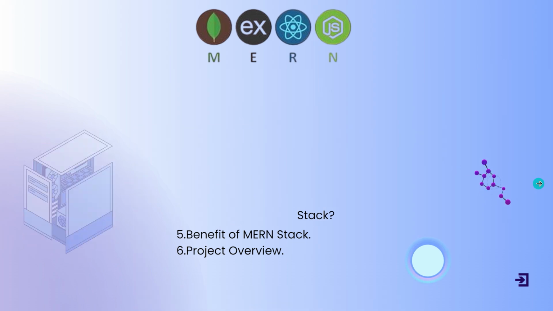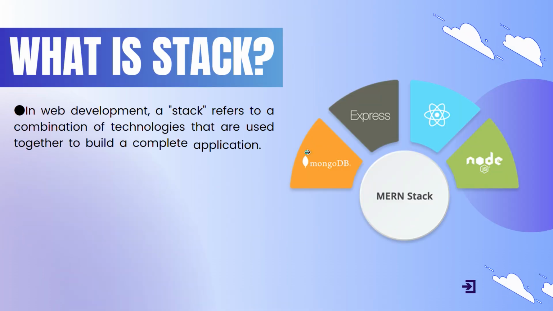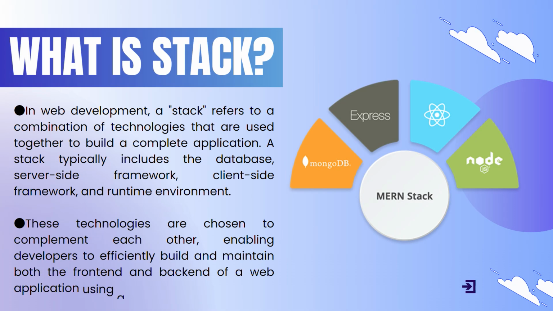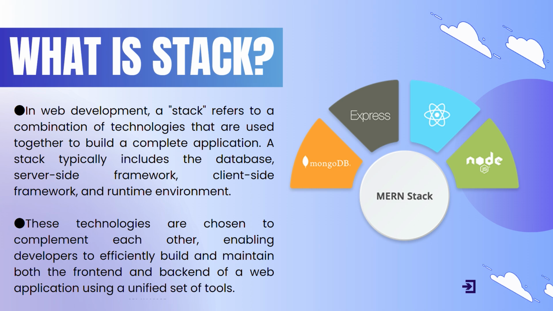Coming to the next slide, here we have what is a stack. In web development, a stack refers to a set of technologies that work together to create a complete web application. This stack typically includes some components, that is database, server-side framework, client-side framework, and runtime environment. What is a database? A database stores the application's data, for example, MongoDB, MySQL, and SQL.